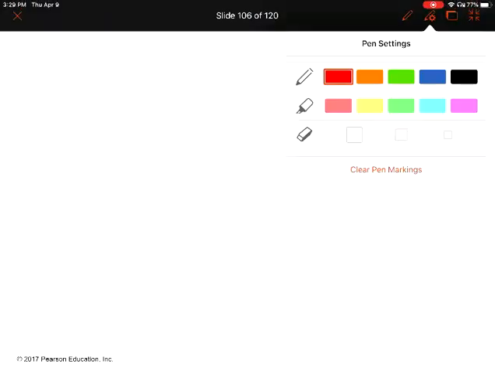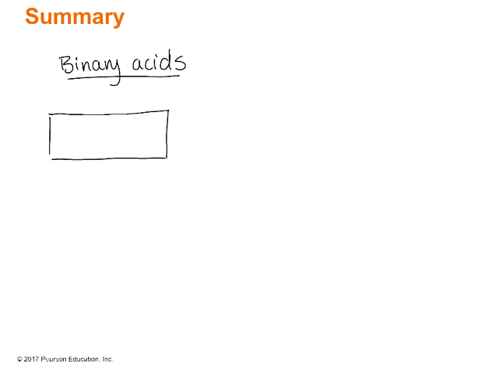So let's summarize everything we just went over in terms of acid strength for binary acids versus oxyacids. So for binary acids, we saw that the strength of an acid increases going left to right across a row. And then it also increases going down a column. So this is acid strength.